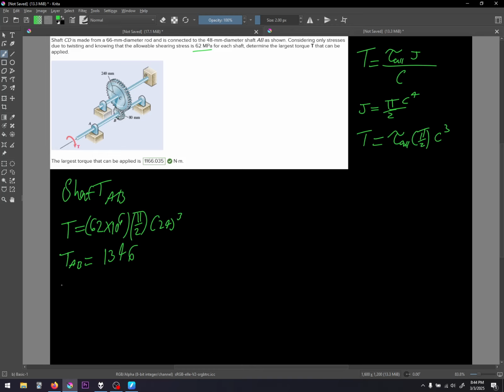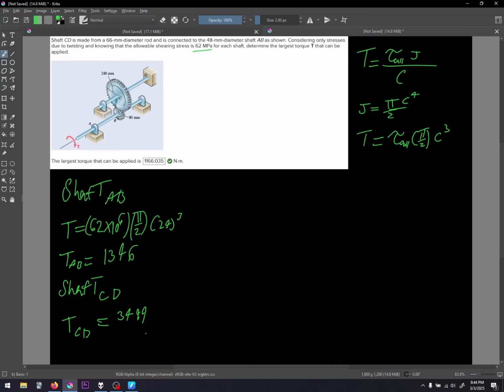And now let's do the same thing for shaft CD. I'll just write TCD because we already know the basic equation here. The only difference is that the shearing stress is the same and pi over 2 is the same. The only difference is C is going to be 66 over 2, which is 33, because we're taking half of the diameter. And this is going to equal 3499, actually. Much bigger. I guess that's much thicker. Who would have thought?